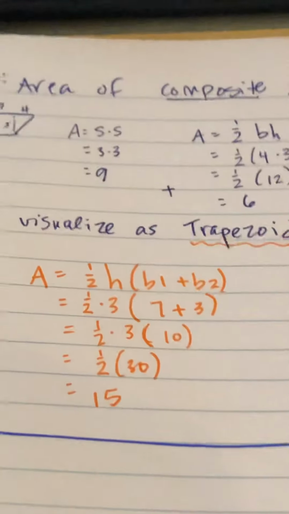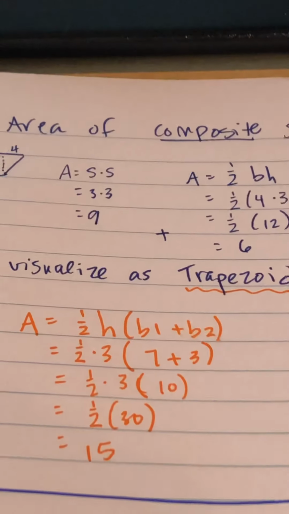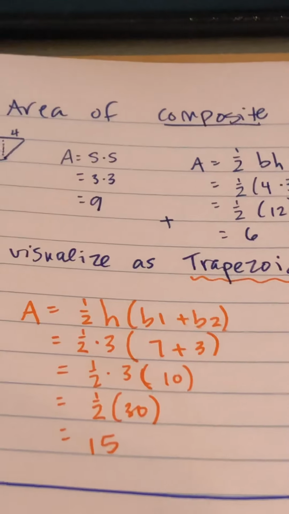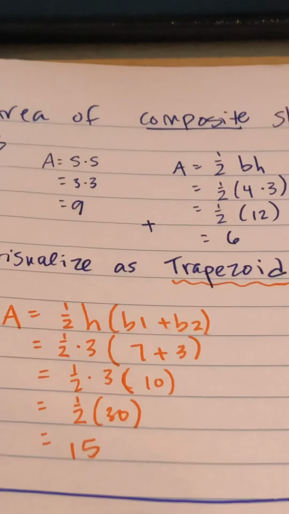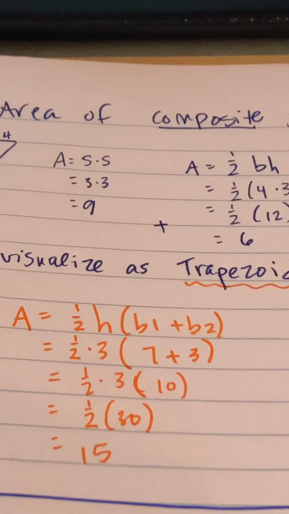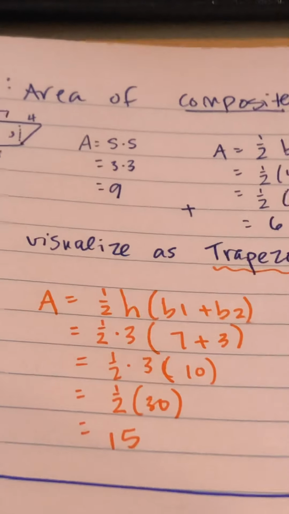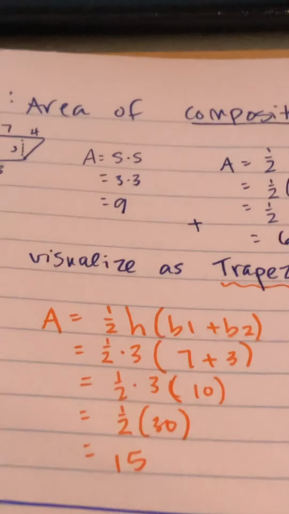Now if you visualize it as a trapezoid, the trapezoid formula is 1/2 the height times base 1 plus base 2. So the height is 3, base 1 is 7, base 2 is 3. So you would do 1/2 of 3 times 10. 3 times 10 is 30, and half of 30 is 15.